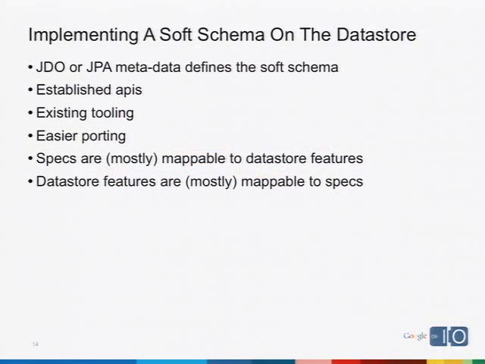So how are we going to implement a soft schema on top of the data store? Well, it turns out in the Java world, we are fortunate enough to have not just one, but two persistence standards. We have JDO and JPA. And just a quick show of hands, who here is familiar with either JDO or JPA? Okay, so a fair number of hands. Really quick explanation of JDO and JPA. These are transparent persistence frameworks.